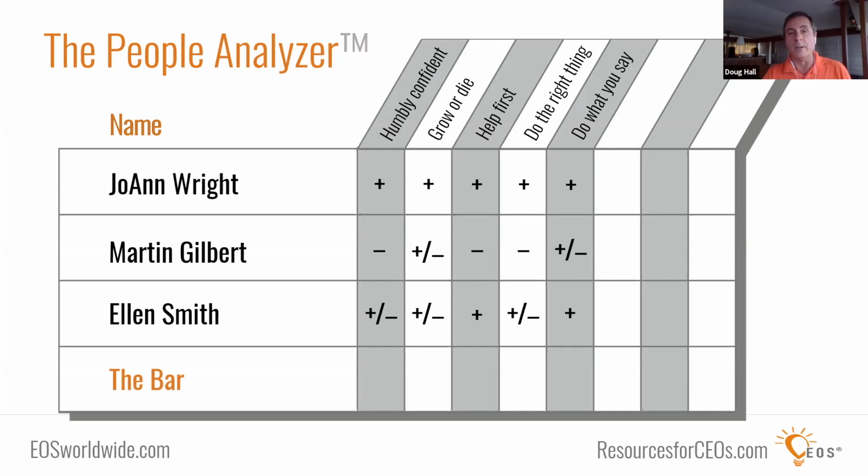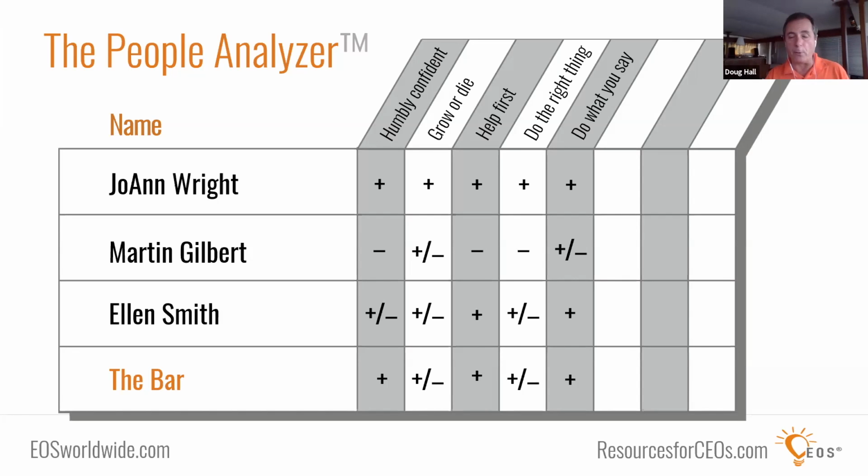She's really one of us. But how about that Martin Gilbert? He's got a lot of minus signs. Why did we hire him? You know, he's not a bad guy. He'd probably fit on somebody else's bus really easily, but he's on the wrong bus. So we need to establish a bar and decide that anybody below that bar is really a misfit for us. And that's simply on core values alone.